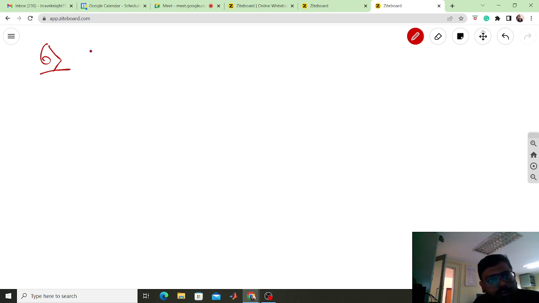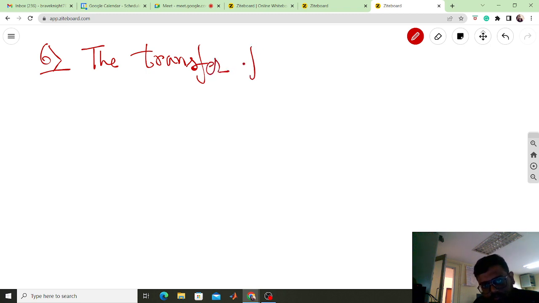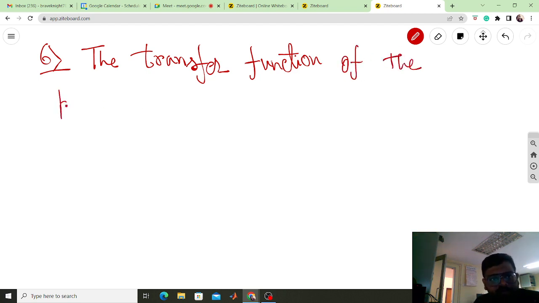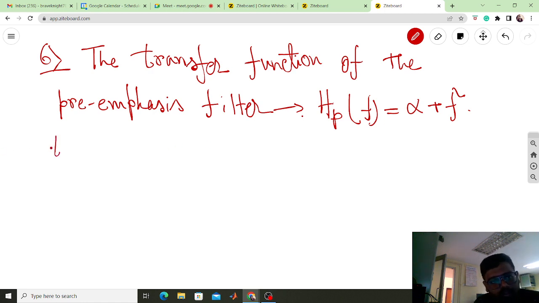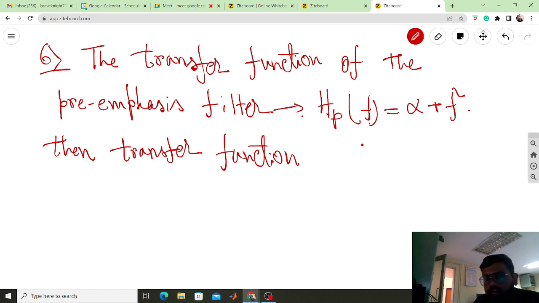Now in this question I am giving the transfer function of the pre-emphasis filter. And this is H of pre-emphasis filter f is equal to alpha plus f square. Then what is the transfer function for the de-emphasis filter?